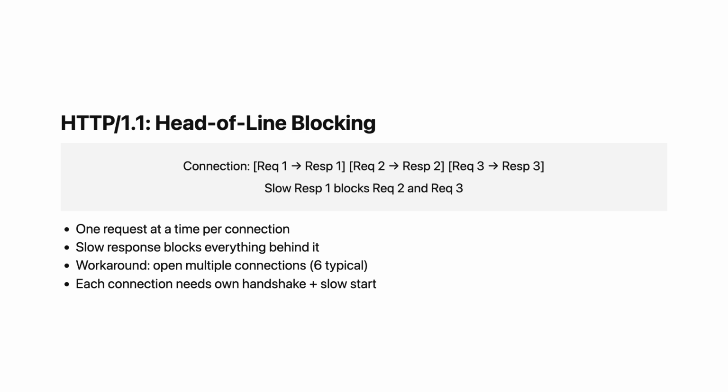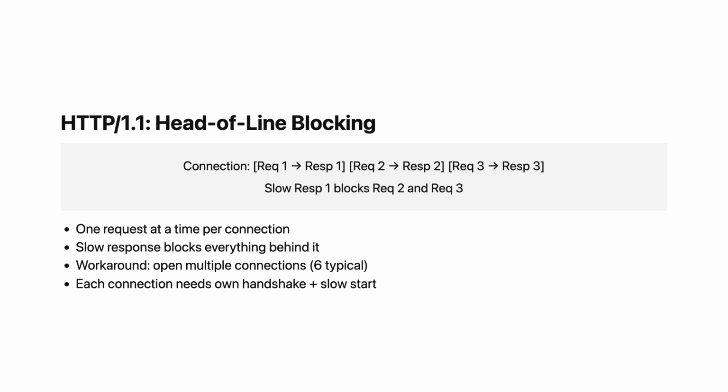HTTP/2 was designed to solve head-of-line blocking. The big idea is multiplexing, sending multiple requests and responses over a single TCP connection at the same time. Instead of requests being sequential, they are broken into small frames. Frames from different requests are interleaved on the wire. So while the server is still processing request 1, it can already be sending the response for request 2.